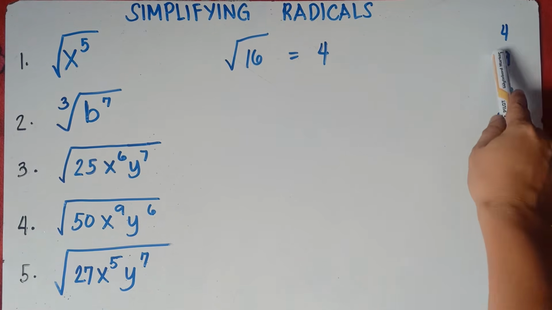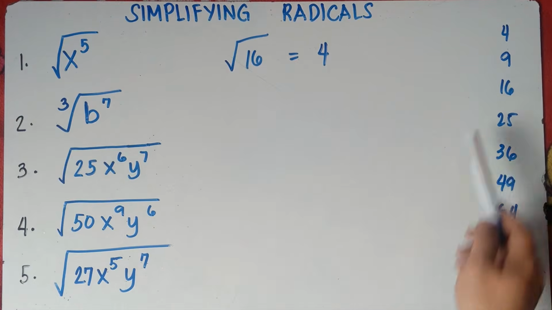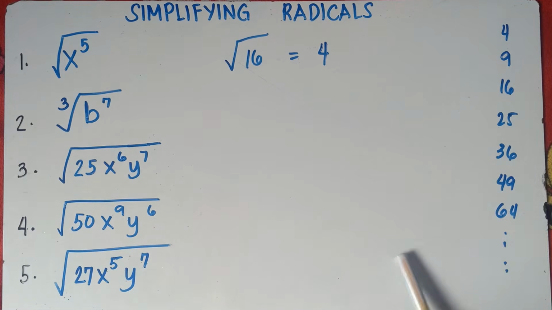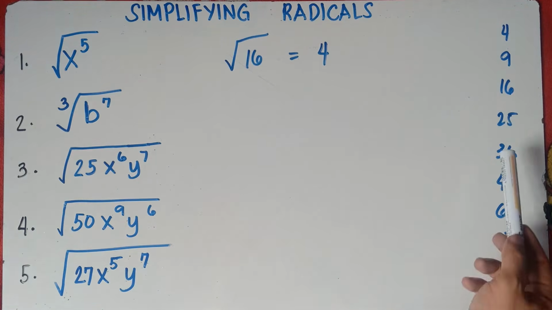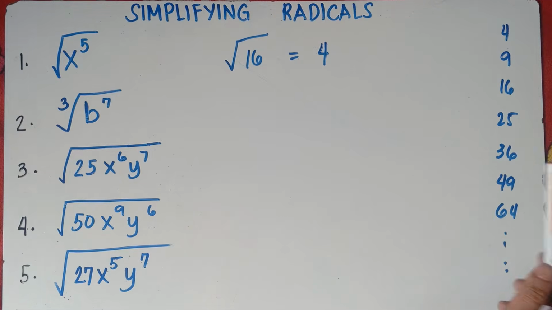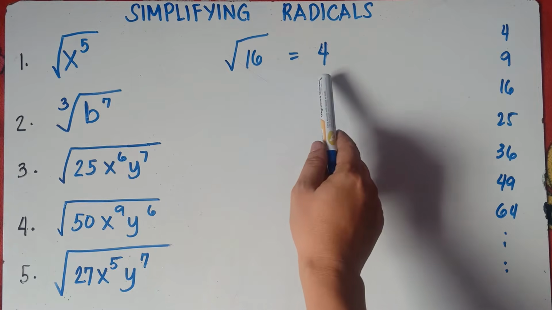Example, class, the square root of 4, that is 2. The square root of 9, that is 3. The square root of 16, that is 4. The square root of 25, that is 5. Square root of 36, that is 6. The square root of 49, that is 7. Square root of 64, that is 8, and so on. So if we get the square root of these particular numbers, you get a whole number answer. So once again, the square root of 16, that is 4.